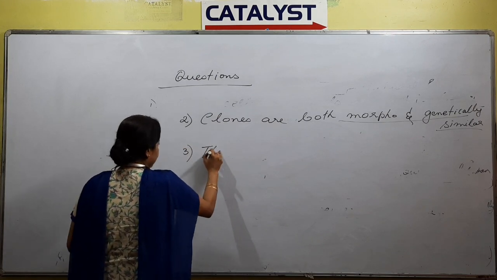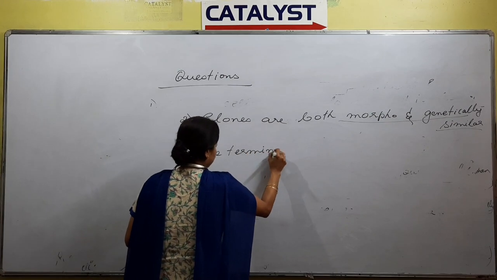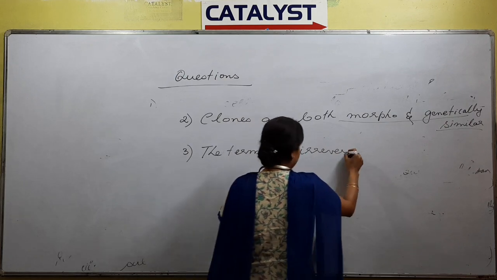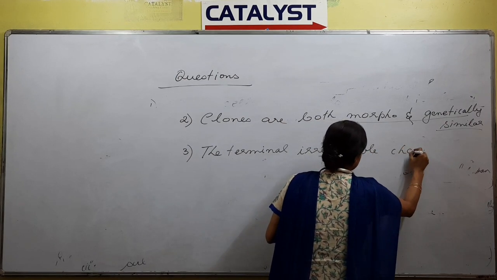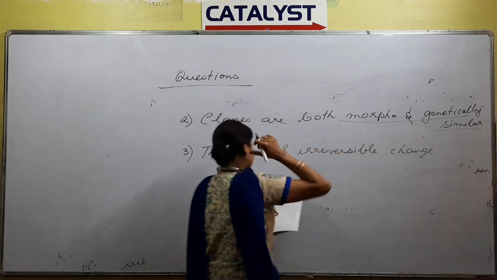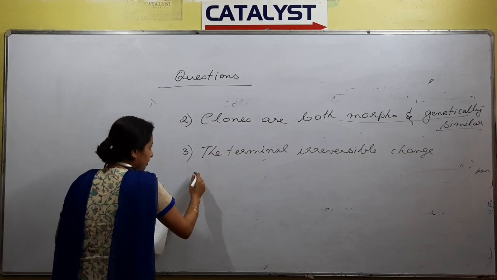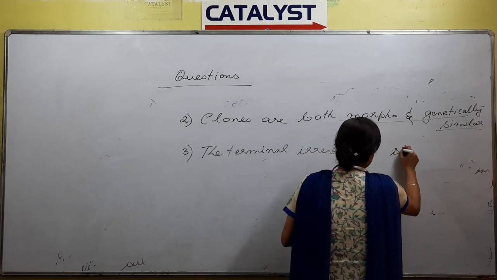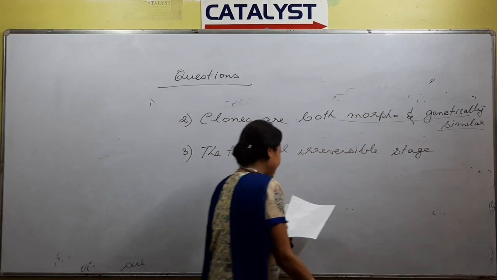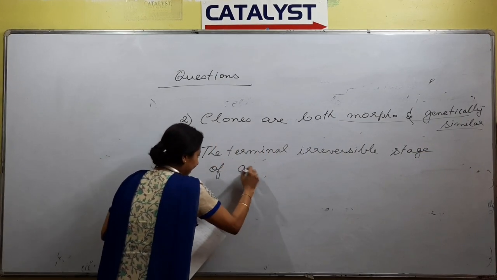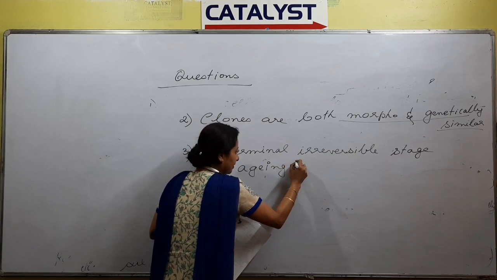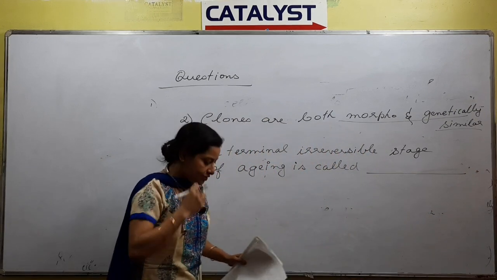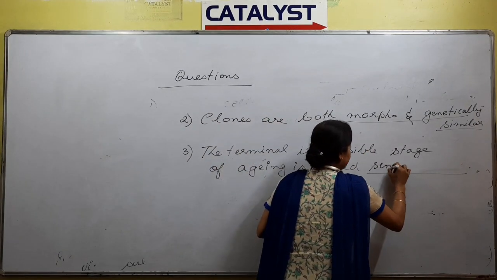The next question is, the terminal irreversible stage of aging is called, it is called senescence. Very good.